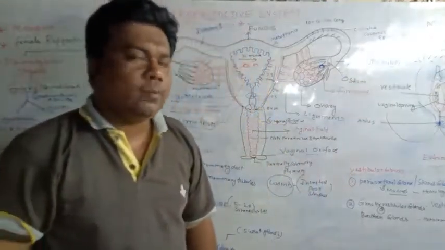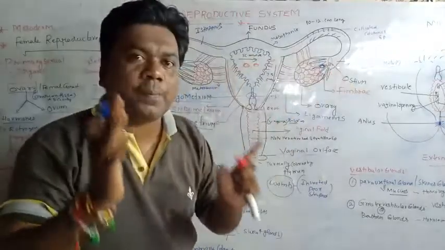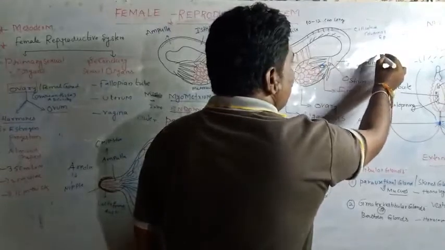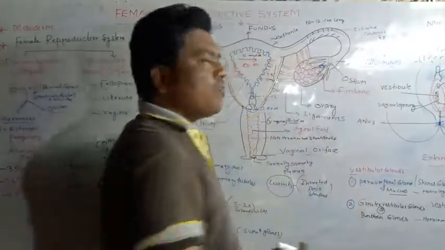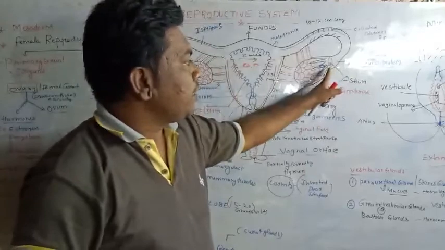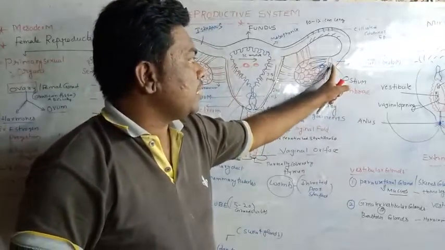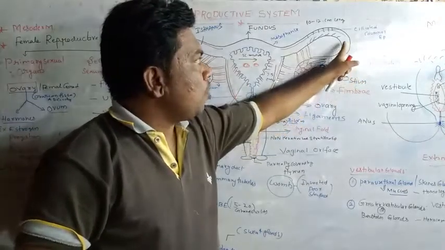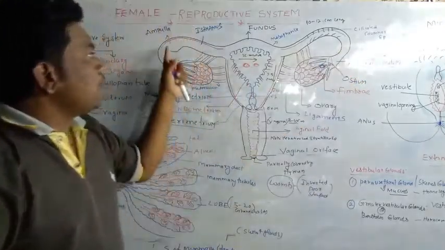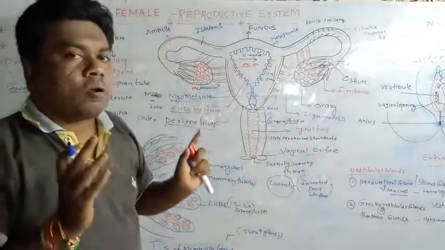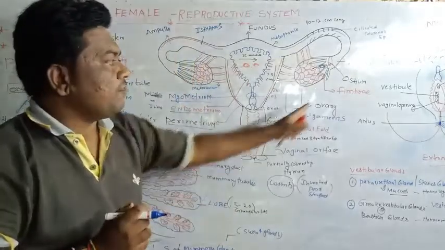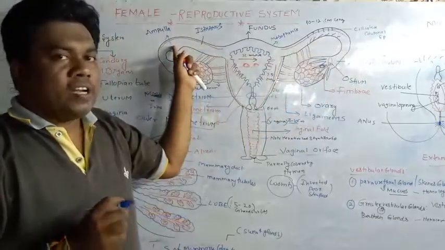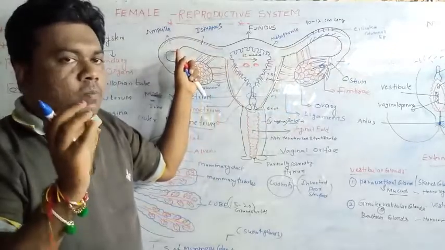The infundibulum is a broad funnel-shaped structure. You can see here, beta, this is the funnel shape. It is located behind the ostium. This is the infundibulum, and it opens into another part, called the ampulla. It is a broad part. First the fimbriae open into the infundibulum, which opens into another wider, broad part, called the ampulla.